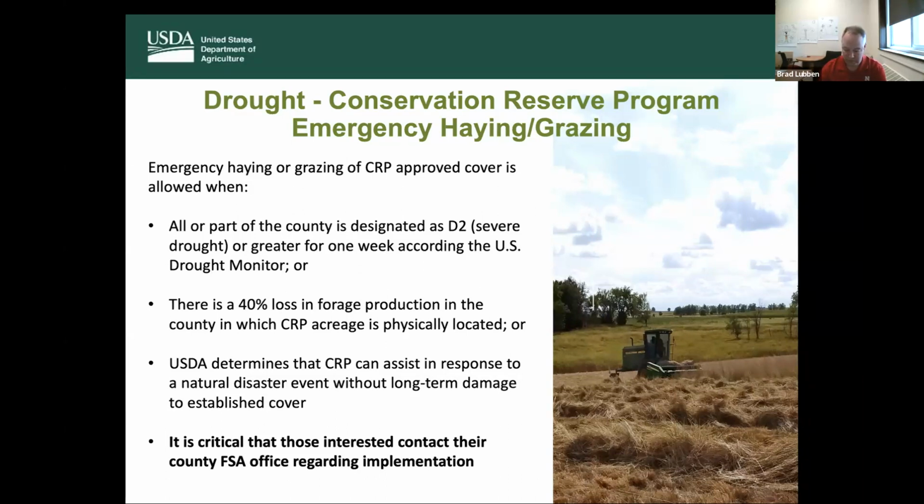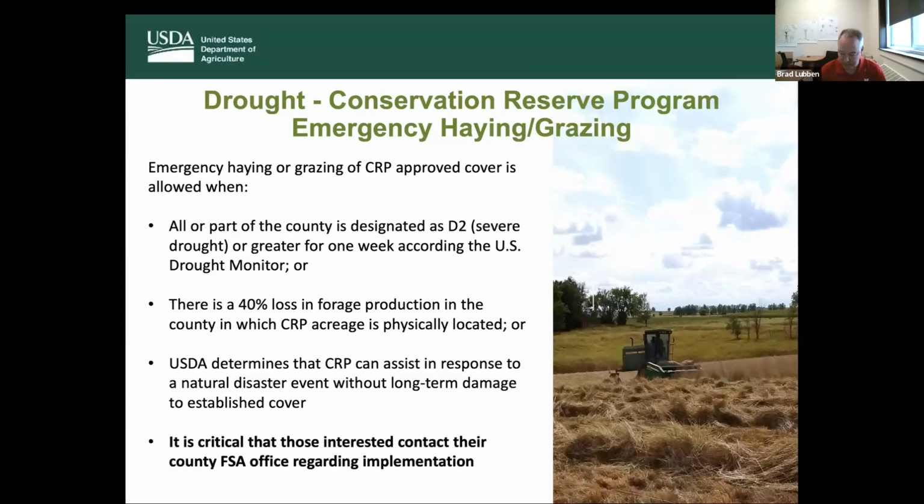The important thing to remember about CRP is that the program year runs on a fiscal year. So when we look at program year 2023, we're looking at October 1, 2022 to September 30th, 2023. So we've got all counties that have met that initial criteria to release acres for emergency haying and grazing.